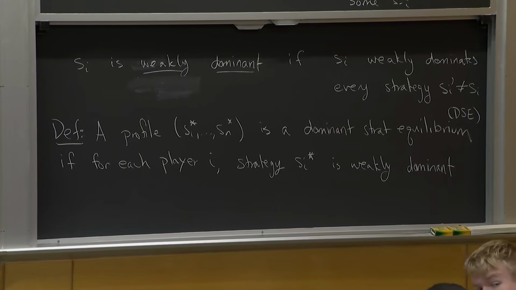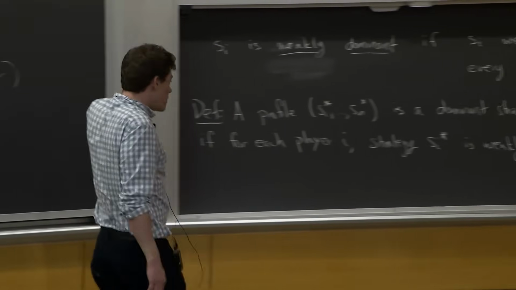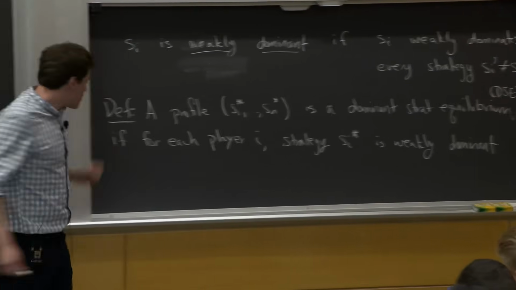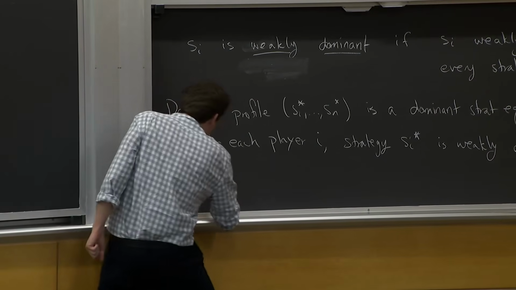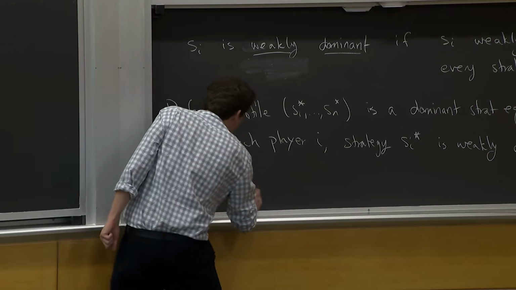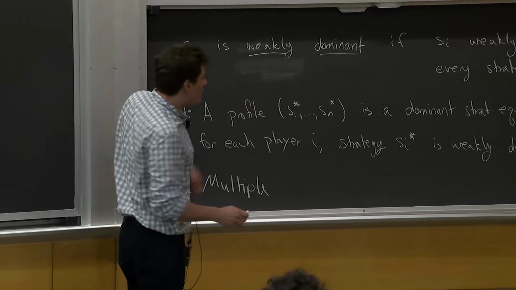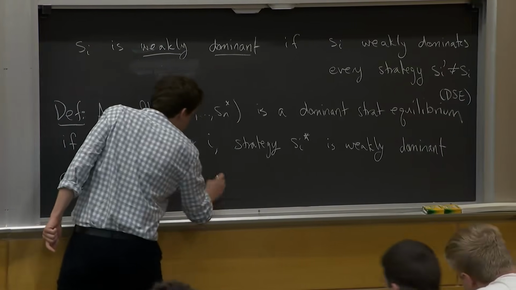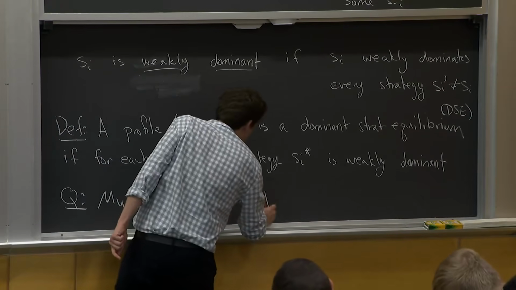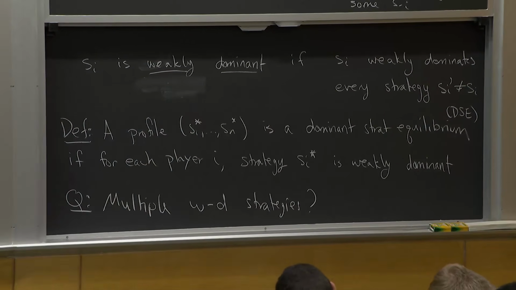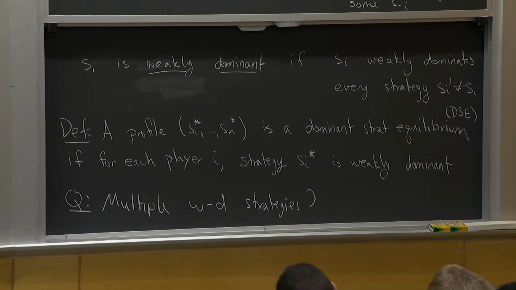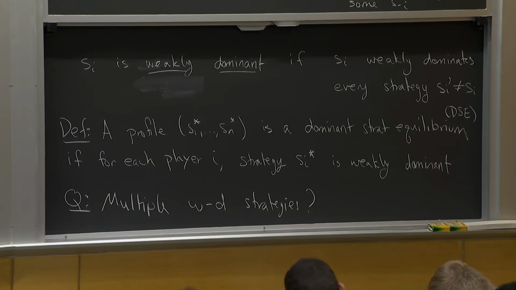Is it possible to have multiple weakly dominant strategies and one be better than a different one? That's a great question. Let's write this on the board because I was going to get there. Is it possible for there to be multiple weakly dominant strategies? So maybe I'll say WD strategies. It's a great question. Any ideas? Put it to the class. Yeah?